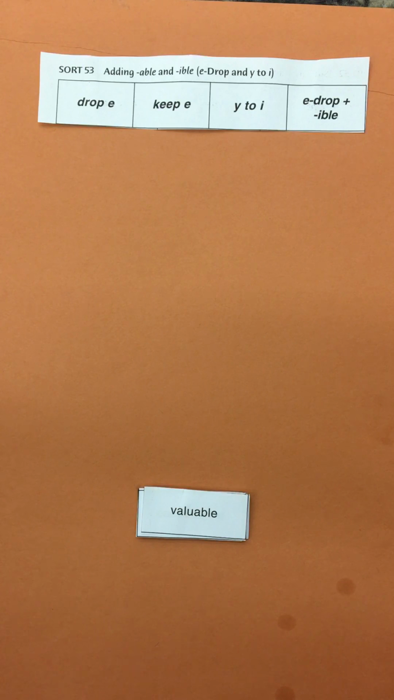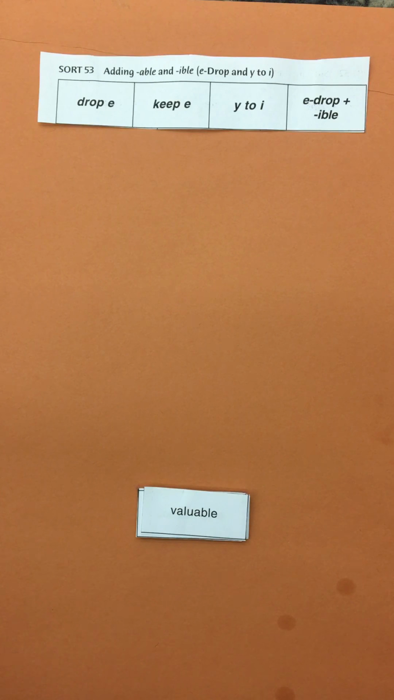DR 53, adding the able and the ible. This is an extension of that last sort where we learned that able is added to the end of words that are words by themselves, a base word, and ible was added on to root words, words that weren't really a word by themselves. In this sort, we are talking about what to do when we're trying to add the able or ible to words that have e's at the end of it, the silent e. When do we drop it and when do we keep it? So let's take a look.